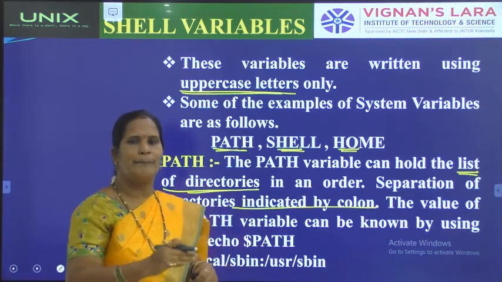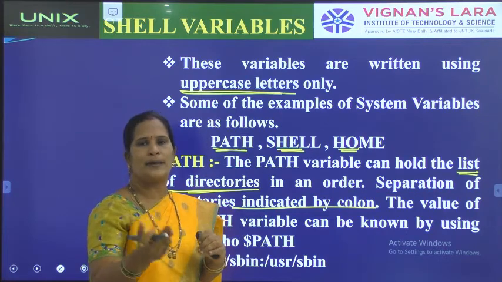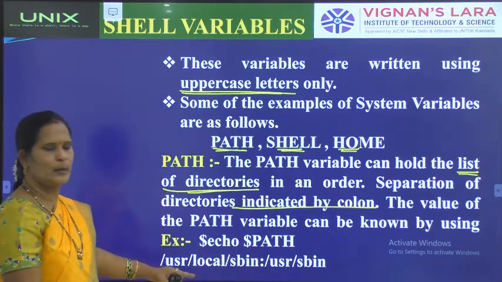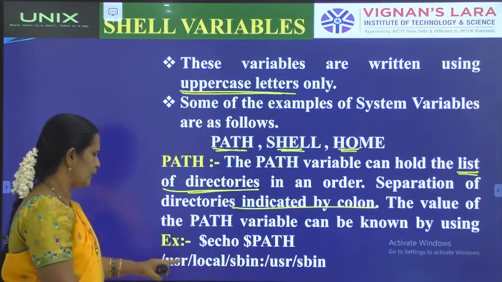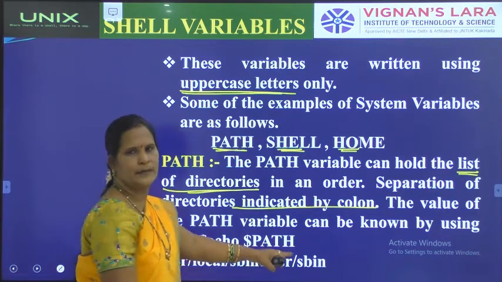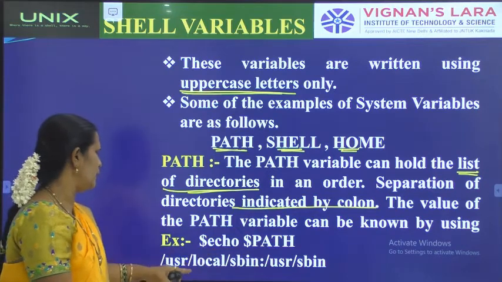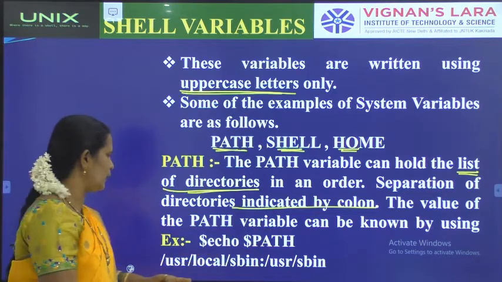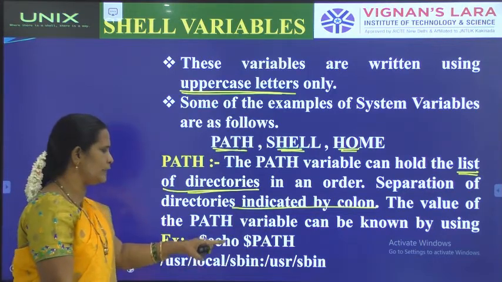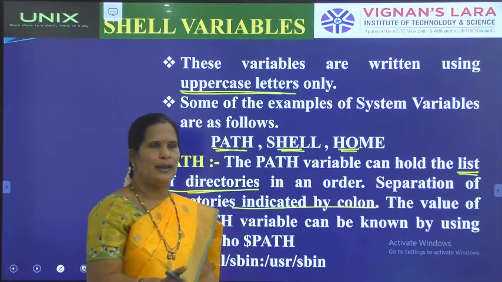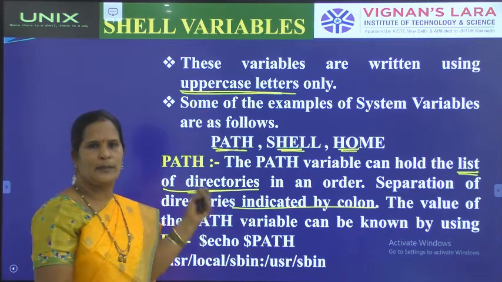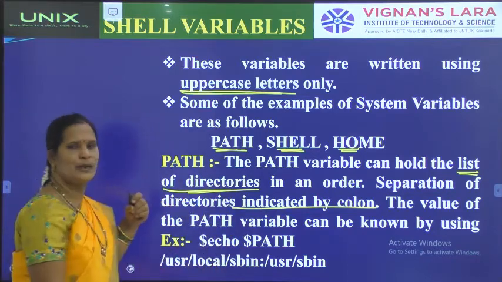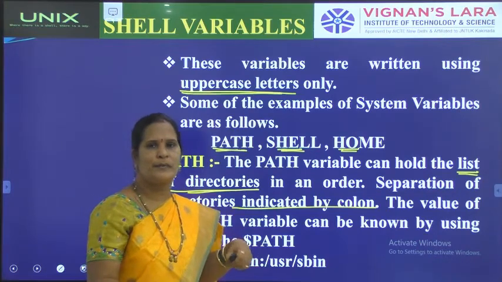All these directories are maintained in a particular order and separated by colon operator. If we specify echo space $PATH, it is going to display, for example, /usr/local/sbin. We already discussed what bin and sbin mean. Bin stands for binary files. We already discussed all these in the second unit while explaining the file hierarchy. I explained usr, bin, tmp, everything. So bin stands for binary files, sbin stands for system binary files.